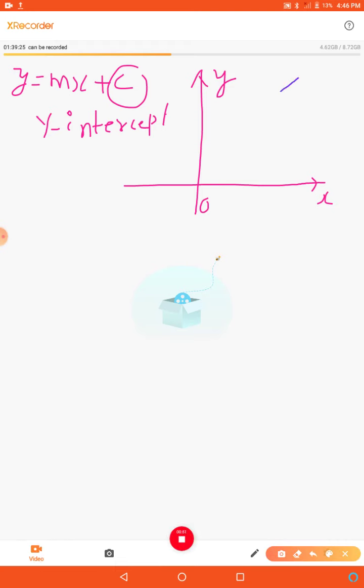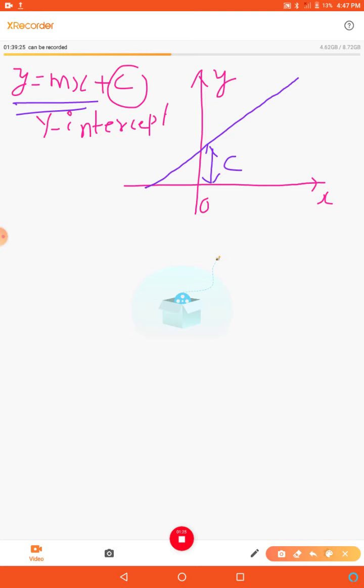And the straight line cuts the y-axis. It will cut the y-axis. It has cut the y-axis at this point. So that is called the y-intercept. The length of this y-intercept will be equal to c. The distance from here to here will be c. So that is called the y-intercept, and it is represented by y is equal to mx plus c. So this equation y is equal to mx plus c is the equation for a straight line which is having the y-intercept.